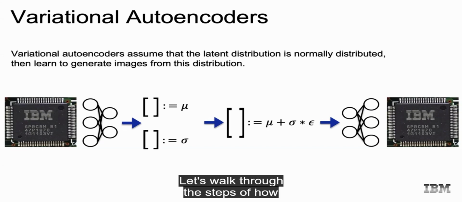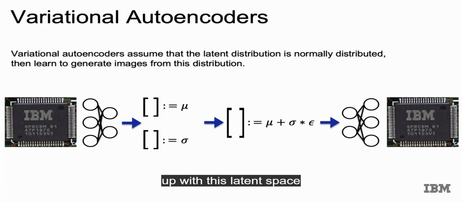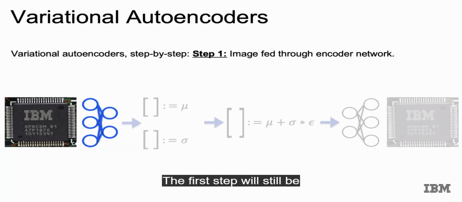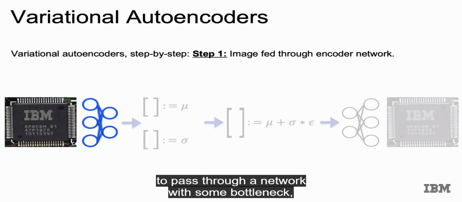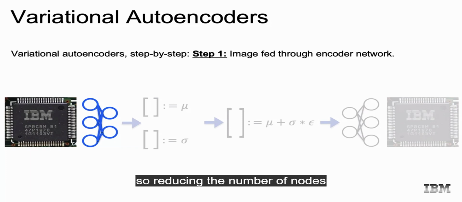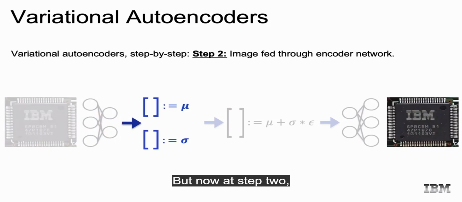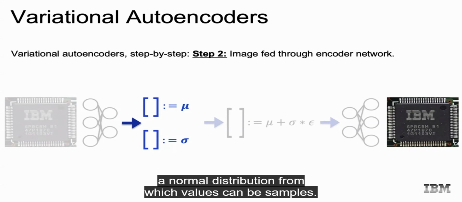So let's walk through the steps of how variational autoencoders will come up with this latent space represented by a normal distribution. The first step will still be to pass through a network with some bottleneck, so reducing the number of nodes, as we did with the regular autoencoders. But now at step 2, we're going to be learning a mu and a sigma for each value that are meant to represent a normal distribution from which values can be sampled.